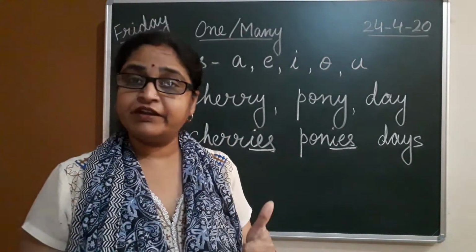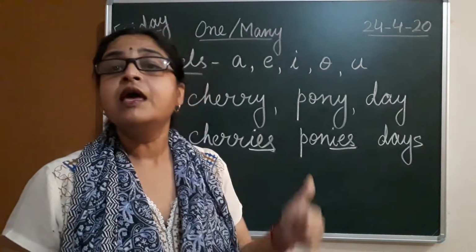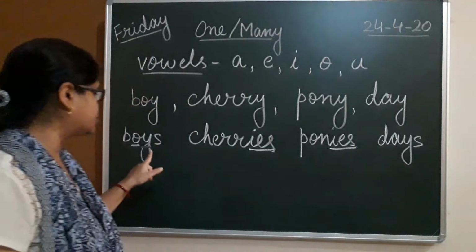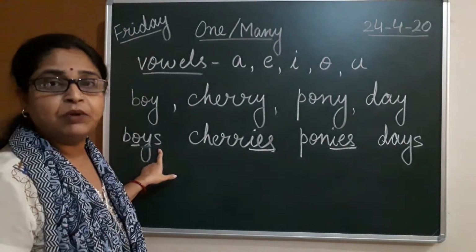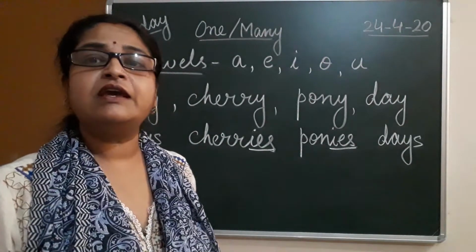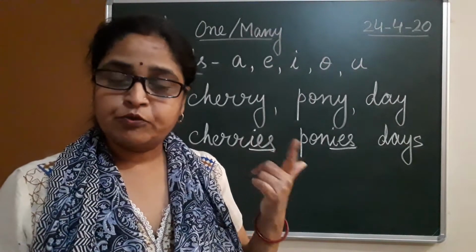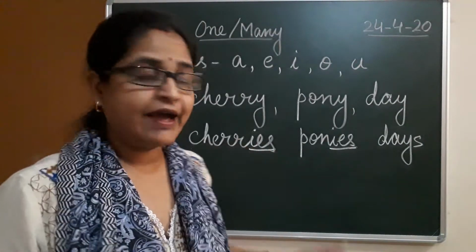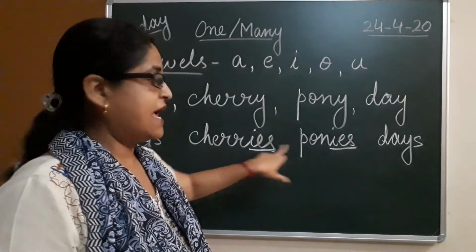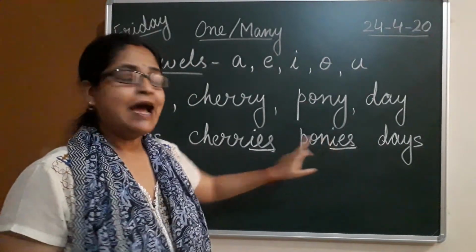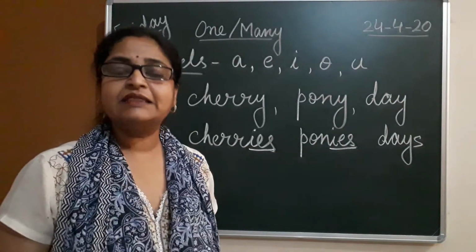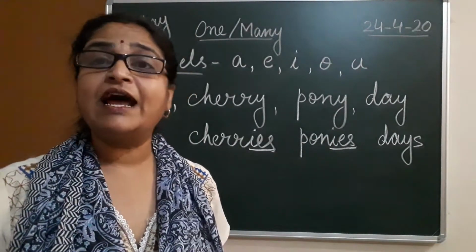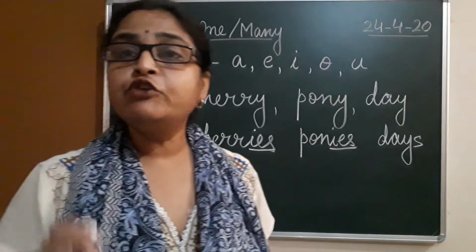If there is a vowel before Y, then you will simply put S to it to make the word plural. But if there is a consonant before Y, then you will remove Y as I have done here, and put IES to make that word plural. I hope you have understood this and you will have to remember this. Okay, you will have to learn.